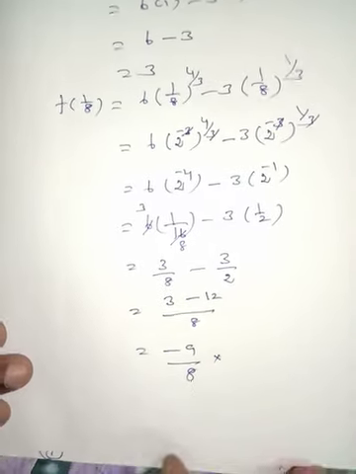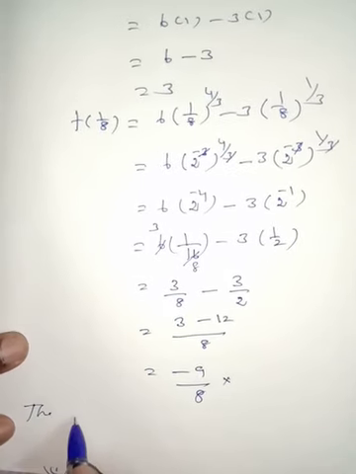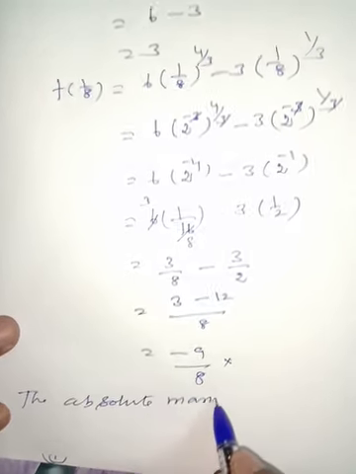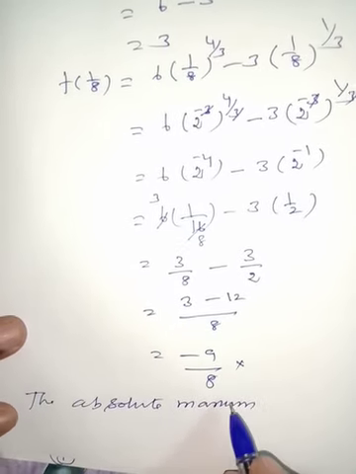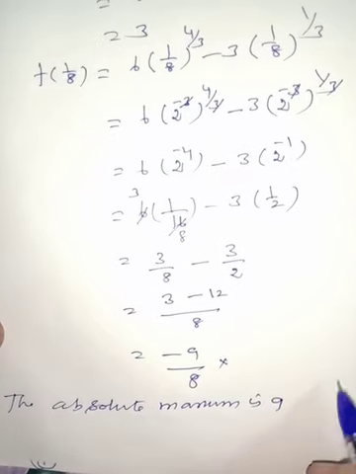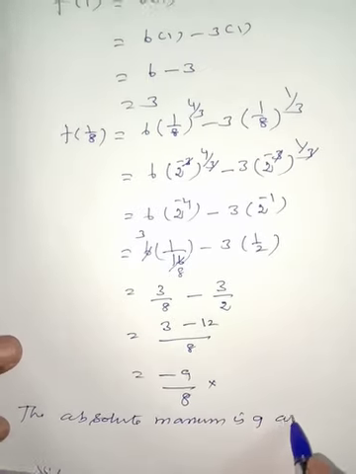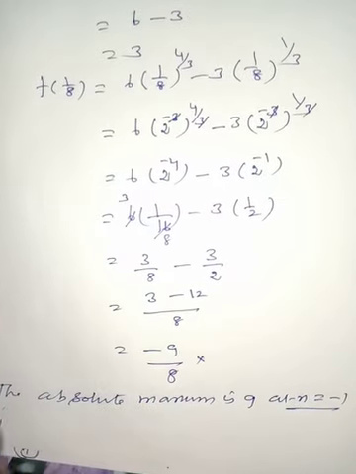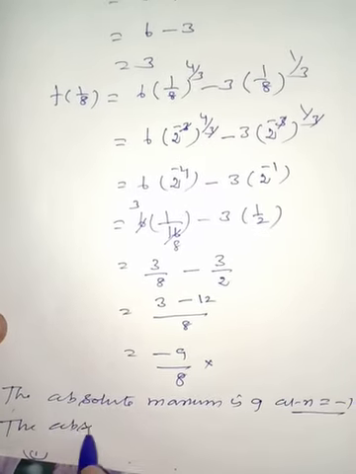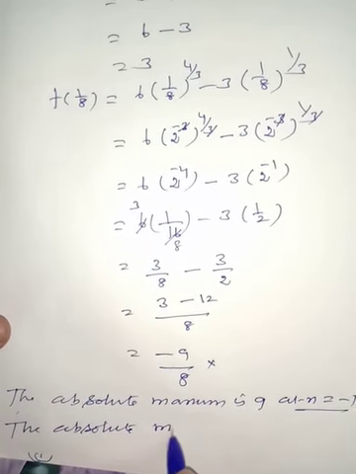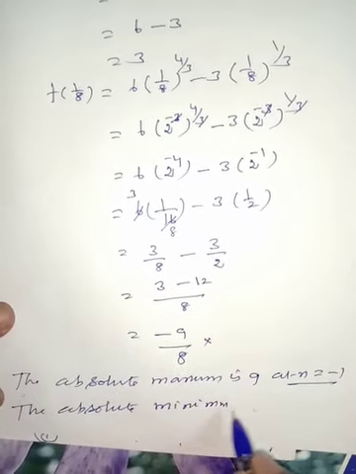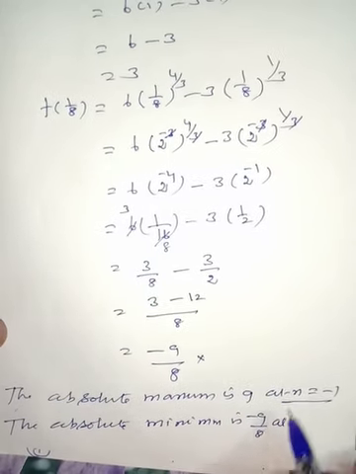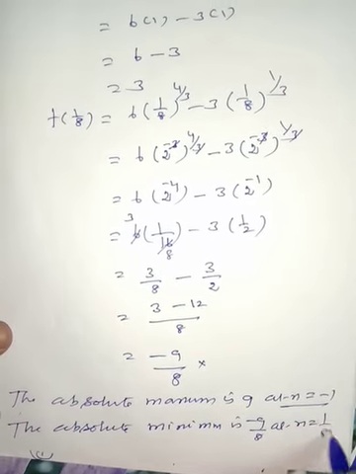Now the absolute maximum. The absolute maximum is 9 at x is equal to minus 1. The absolute minimum is minus 9 by 8 at x is equal to 1 by 8. Hence the result.